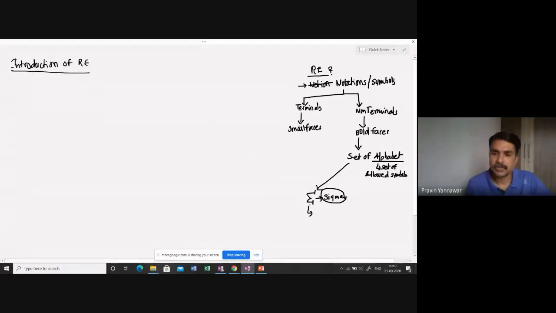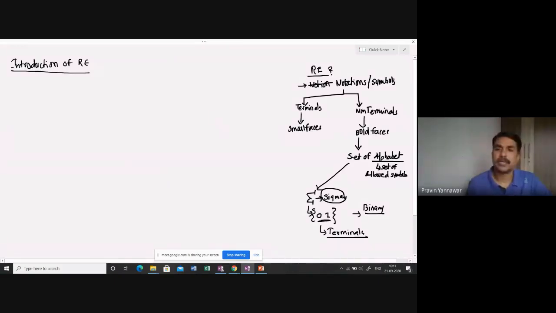The set of sigma is represented, for example, as containing the symbols 0 and 1. So if I wish to represent a binary language, only these 0 and 1s are being used. Here, non-terminal is the sigma, and these two symbols are terminal symbols usually. These two symbols are terminal symbols.